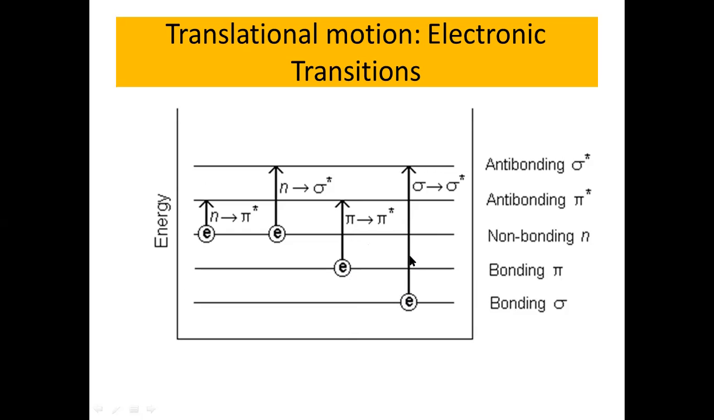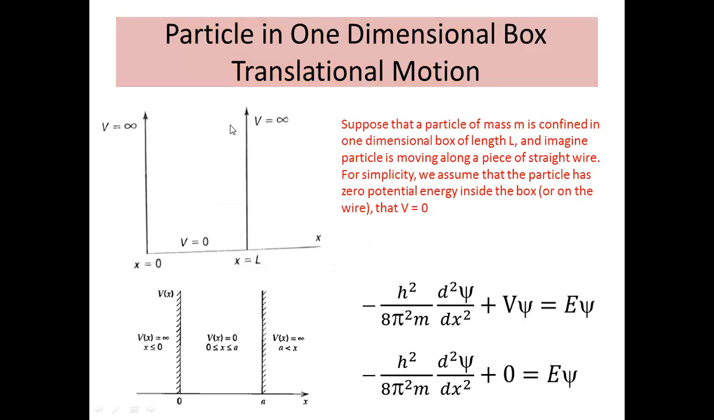So all these you will be calculating in the UV visible spectrophotometer. So now you are going to study in detail what is actually happening behind the electronic transitions, and what the translational motion of the electron is, by considering the particle in a one-dimensional box.